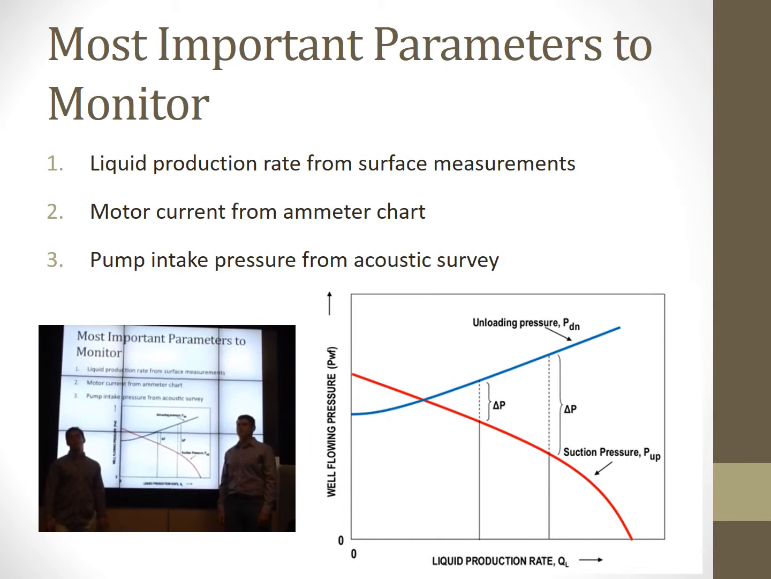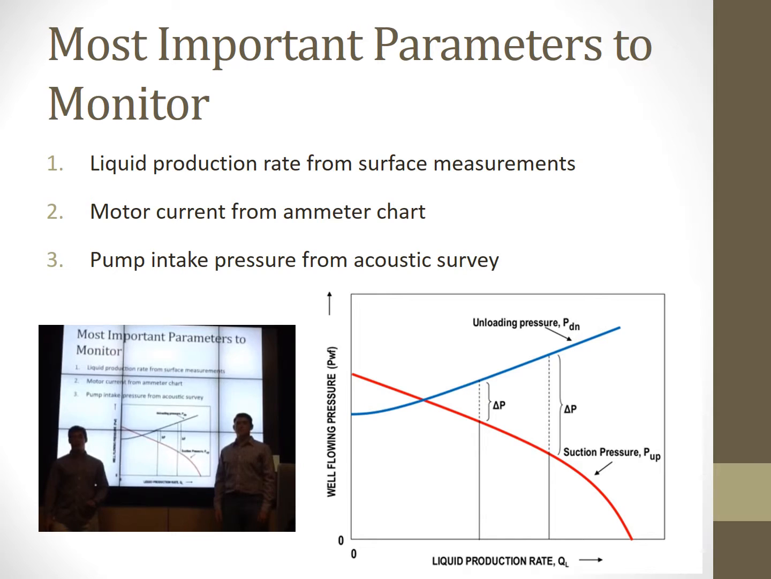These are the 3 most important parameters to monitor for an ESP. The first one is the liquid production rate. Knowing the liquid production rate helps to determine whether the pump is operating on its performance curve or if it's fallen off track. The second one is to measure the motor current from an ammeter chart.